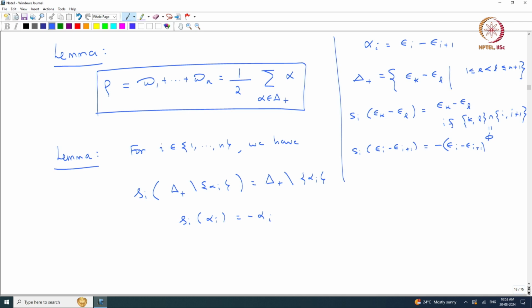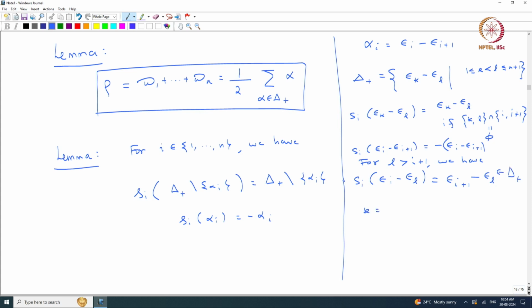So, now if you actually look at what happens to this epsilon_i minus epsilon_l, let me just write it down here: s_i of epsilon_i minus epsilon_l. So, this is going to be, whenever l is greater than i plus 1, epsilon_{i+1} minus epsilon_l. So, this is again going to be a positive root.